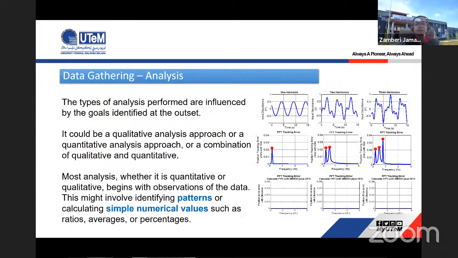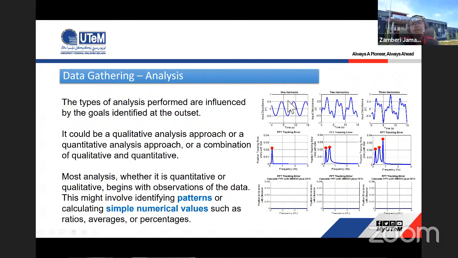For example, the kind of analysis that we try to identify. Initially, this is a case where we have input data. This is just an input data. This is a position tracking data. This is an FFT analysis of the tracking error. And this is the position result, for example. Initially, when we look at the data, we just simply might have the first layer, which is a pattern.